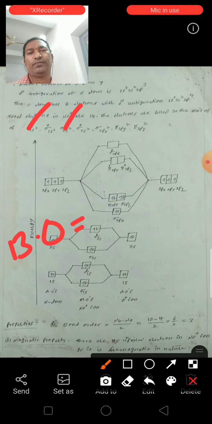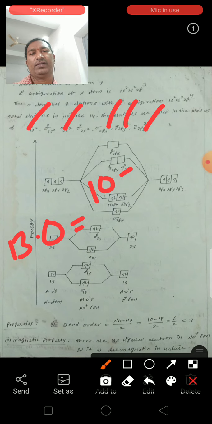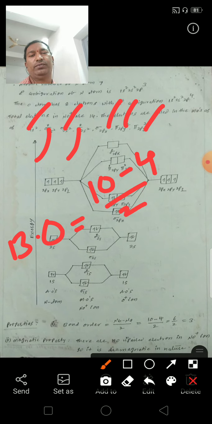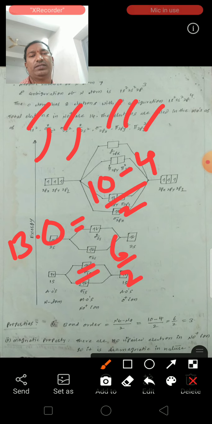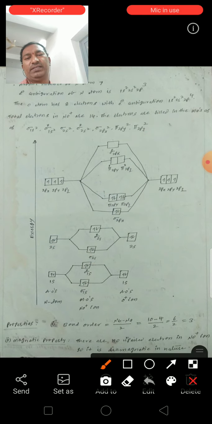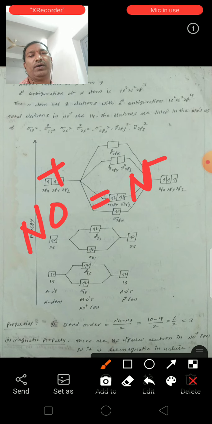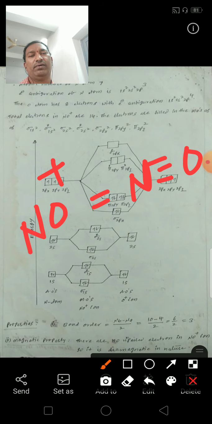2 plus 2 is 4, plus 2 is 6, plus 2 is 8, plus 2 is 10. Total 10 electrons. In antibonding molecular orbitals, 2 plus 2, total 4 electrons. So 10 minus 4 is 6, divided by 2, that is 6 by 2, which is equal to 3. So the bond order is 3. That means in the NO plus molecule, there are 3 bonds between nitrogen and oxygen.